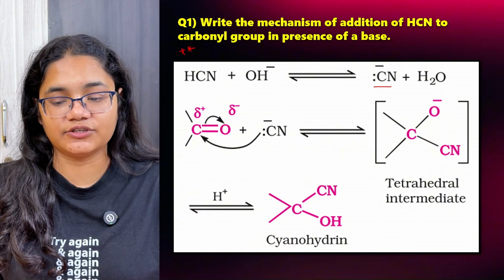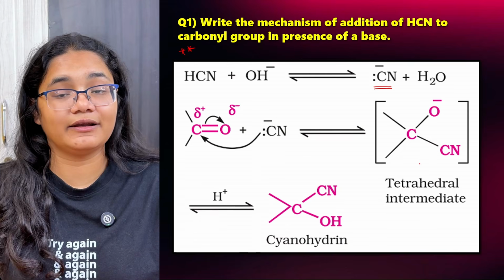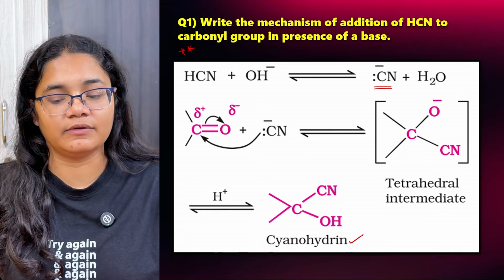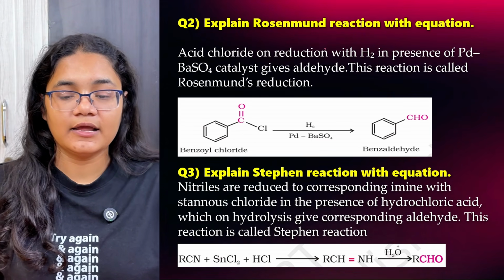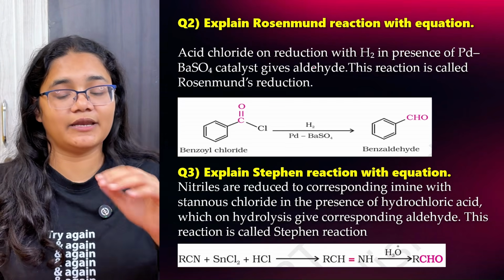So first of all, there's a generation of nucleophile, then the CN will attack, and then a tetrahedral intermediate is formed, and then finally you will get the cyanohydrin product. Next, there are a lot of name reactions in this chapter, so you have to remember all the name reactions.